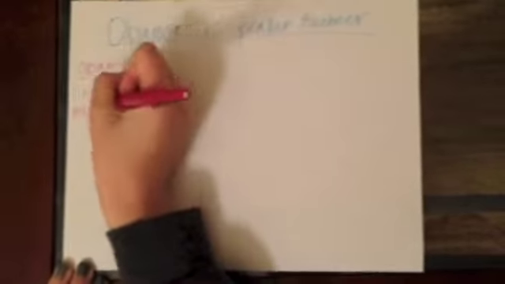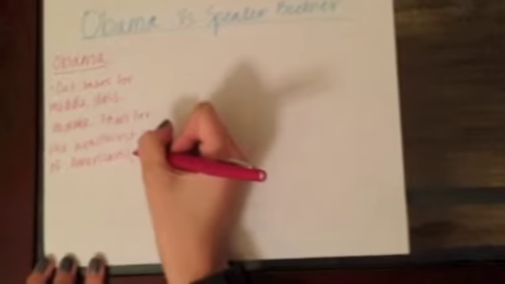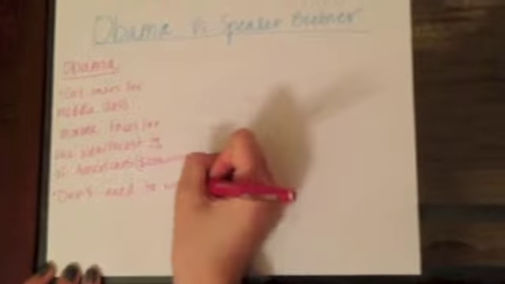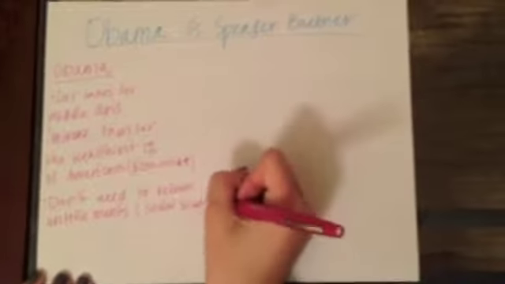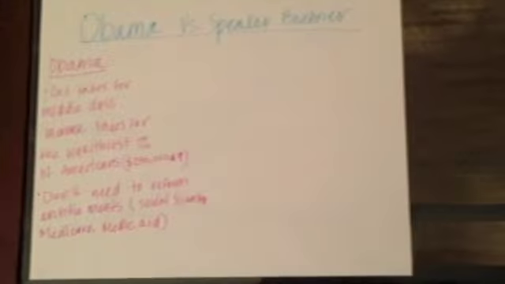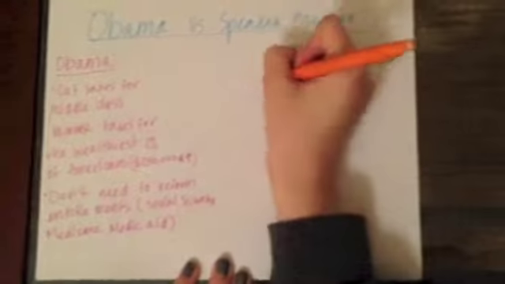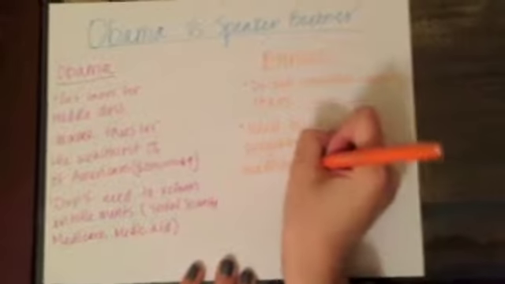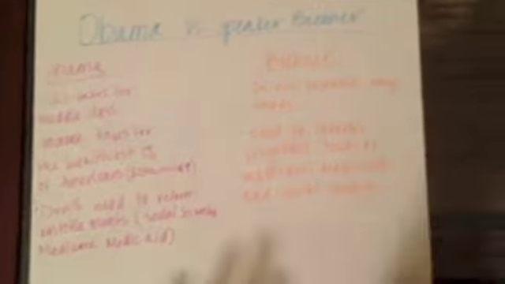President Obama versus Speaker Boehner. President Obama wants to cut taxes for the middle class. He wants to increase taxes for the wealthiest 2% of Americans making over $250,000, and he does not feel the need to reform entitlement programs such as Social Security, Medicare, or Medicaid. Speaker Boehner does not want to increase any taxes, and he feels that entitlement programs such as Medicare, Medicaid, and Social Security need to be reformed.